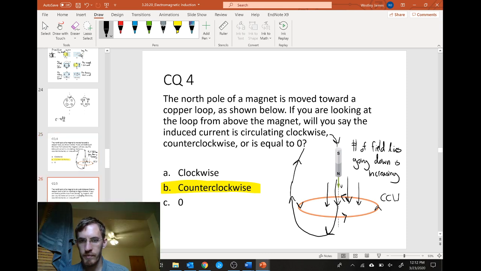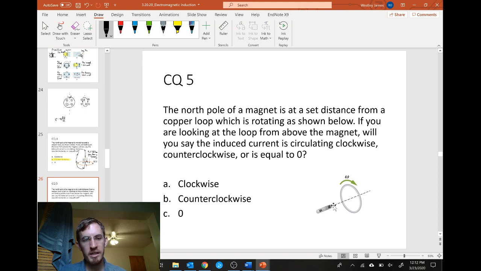The next one. I have a north end of a magnet pointed towards a loop. The magnet is no longer moving, but my loop is just spinning in place. It's just rotating like a hula hoop. So it is not doing this. Nope, not doing that. It is rotating in that plane such that this plane always makes an area vector that's parallel to the magnetic field from this magnet. All this to say, the question is: is the induced current clockwise, counterclockwise, or equal to 0?